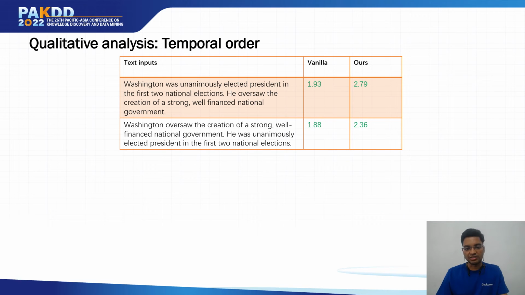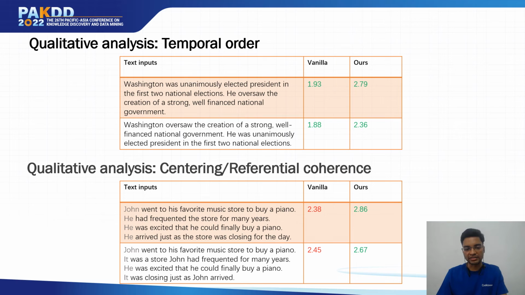Moving on to the qualitative analysis on temporal order. Both models handle temporal ordering quite well. The third qualitative analysis is centering or referential coherence. Here, the entity that is referred to in the first sentence should be referred to as a central entity in the remaining sentences. So this was the first example that we introduced in the first slide. As we can see, in the first example, John is the central entity and he is being referred to in all the other sentences at the start of the sentence.